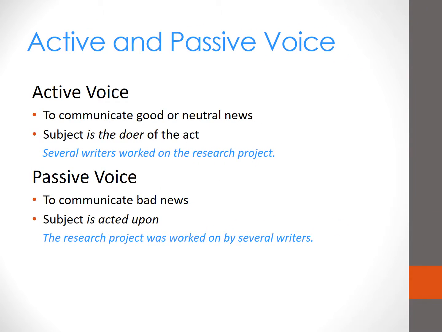In academic writing, use the active voice as much as possible. Active voice is used to communicate good or neutral news, and it's where the subject is the doer of the act. Several writers worked on the research project. Passive voice is used to communicate bad news, and it's where the subject is acted upon. That same sentence written in passive voice is the research project was worked on by several writers. Circle that word by. That's a little clue that it's probably written in passive voice.